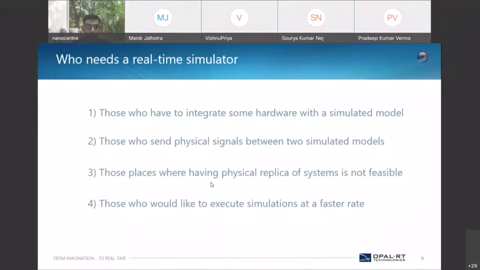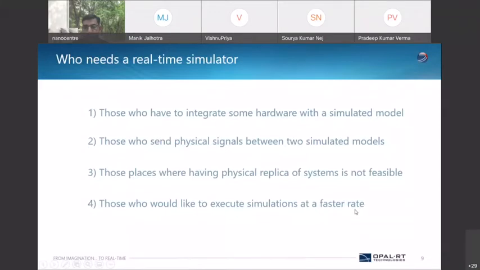And then lastly, those who would also like to execute simulations at a faster rate. What it means is people actually get confused when working with real-time simulators, and sometimes it is misconceived that a real-time simulator gives very fast results. Though in this particular point, yes, it is written that those who would also like to execute simulations at a faster rate.